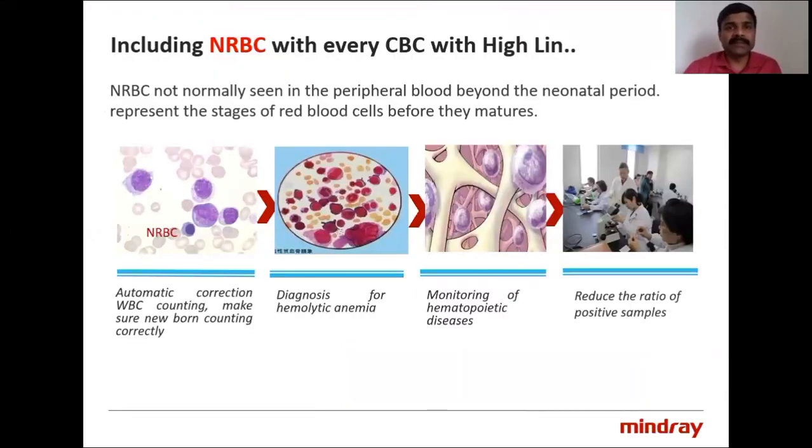So coming to the NRBC. As you all know, in a normal healthy adult, NRBCs should not be there in the peripheral blood. But if NRBCs are found, it may be because of some serious underlying disease, or in newborn babies NRBCs can be seen. But whenever they are there, NRBCs can interfere with the WBC. So this challenge has to be taken care of.